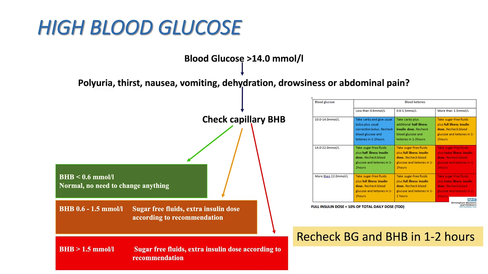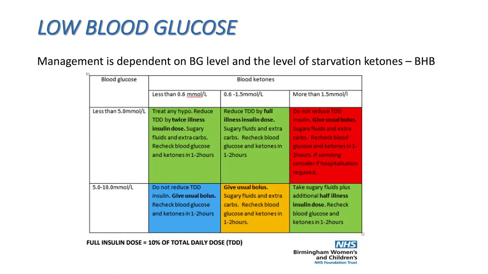If a patient is vomiting, has gastritis, and low blood glucose is the problem, you also check your blood ketone level, because you are checking for starvation ketones. And again, this table shows the management: what do you do based on the level of the blood sugar and of the blood ketones?